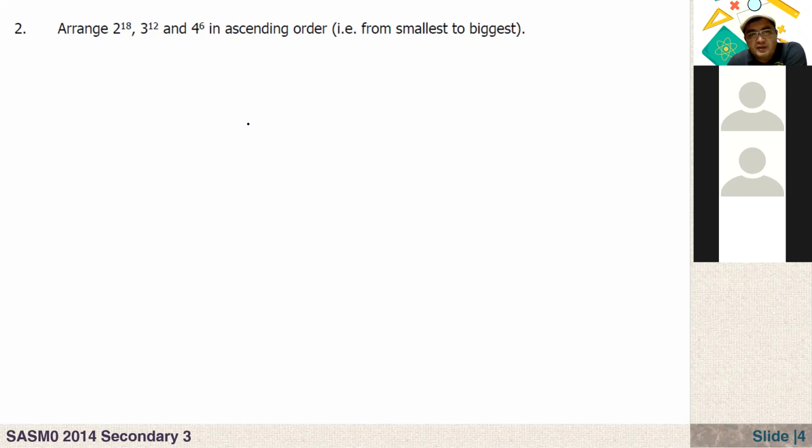So here, how do we compare numbers with indices? Either we need to make their exponents the same or their bases the same, right? Here, what are the bases? 2, 3, and 4. How about the exponents? 18, 12, 6. They are all multiples of 6, right? So I can express this, for example, 2 to the power of 18, as 2 to the power of 3 times 6, right? And 2 cubed is 8, so I can write it as 8 to the power of 6.